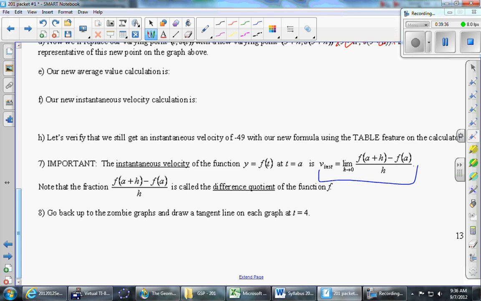Okay, I want to show you roughly where that came from. I'm skipping some of the details, but I'm hoping it's not too much of a leap. Here's what we had before: s of t minus s of 5 over t minus 5. Yes?